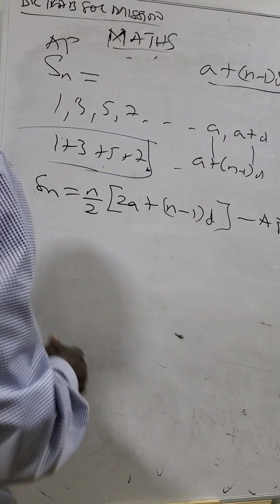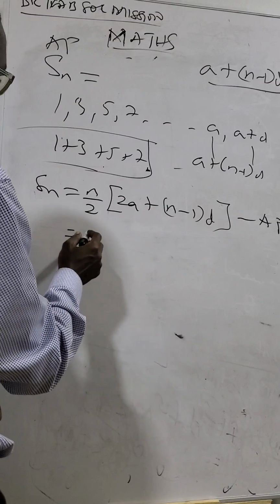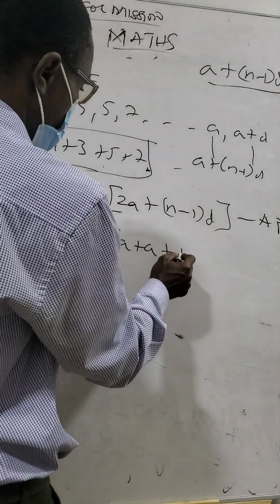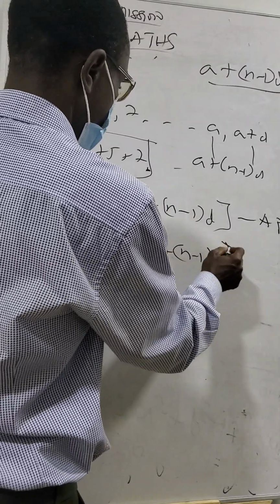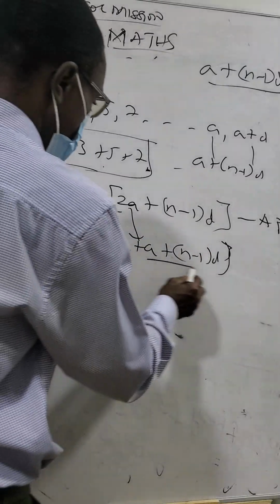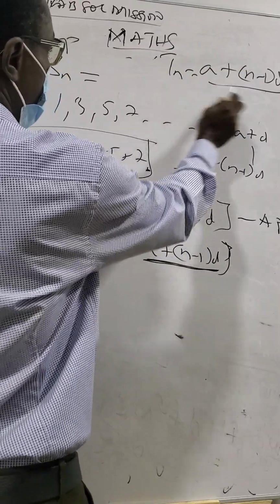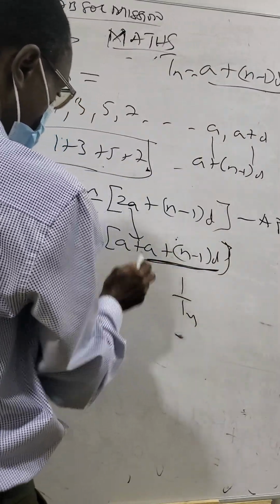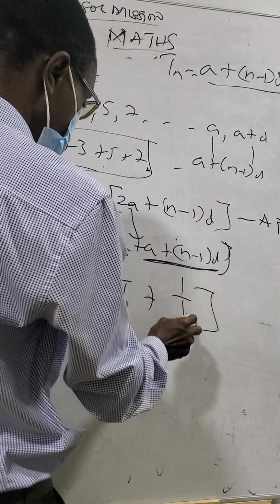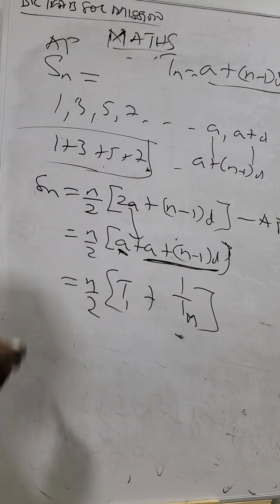Now if you look at this formula very well, you realize that this can be split into something like this: n over 2 a plus a plus n minus 1 d, and so on. So this is what we have, and we can split them into 2. What do you realize? You realize that this is equivalent to Tn, that's the last term, so this becomes Tn, and this is our first term, which is T1. So the formula can be rewritten as this: n over 2 times that. So this is also another formula.